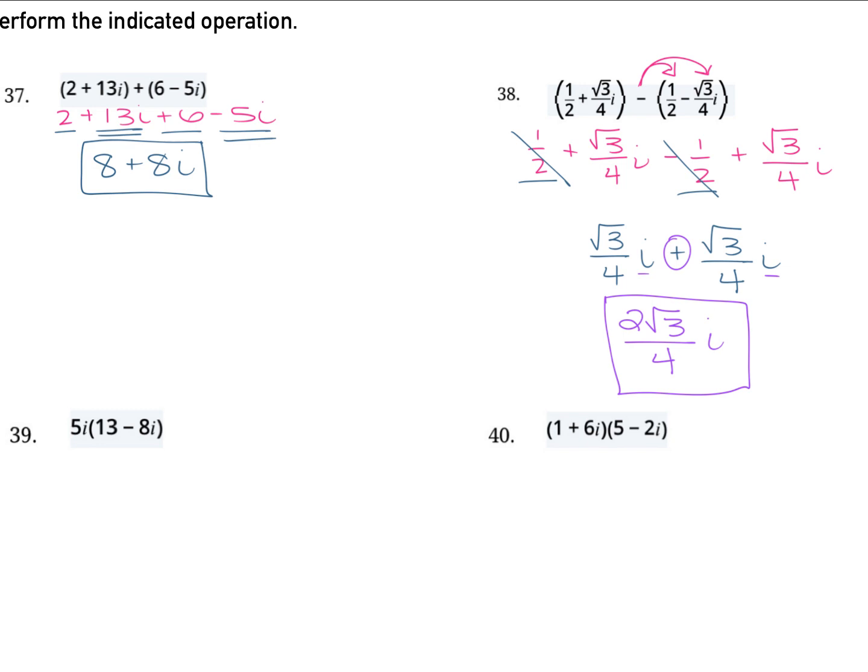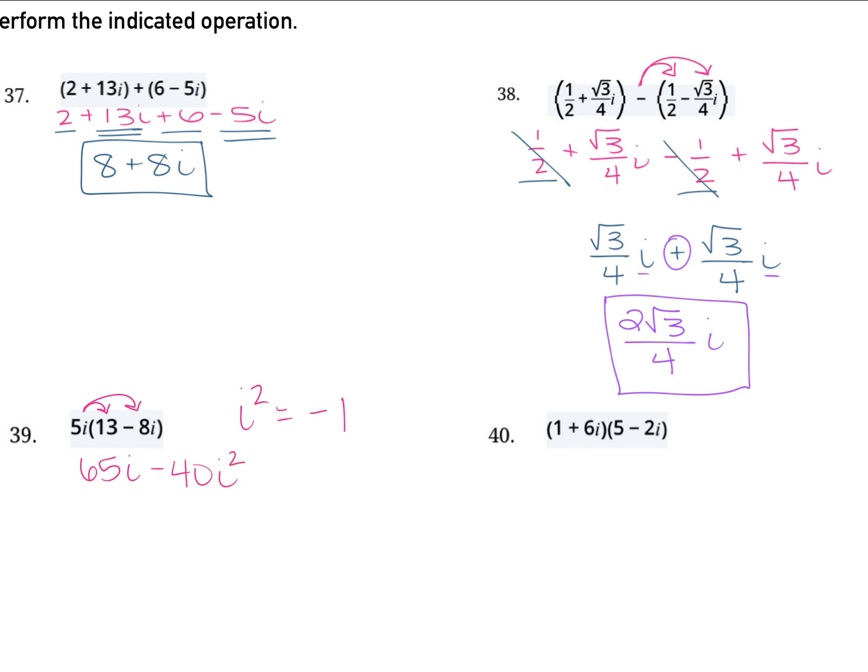For 39, it gives you 5i times 13 minus 8i. So we're just going to distribute this 5i in. Remember, what i times i is i squared. i squared is equal to what? Negative 1. So that 5i times 13 is going to give us 65i. The 5i times negative 8i is negative 40i squared.